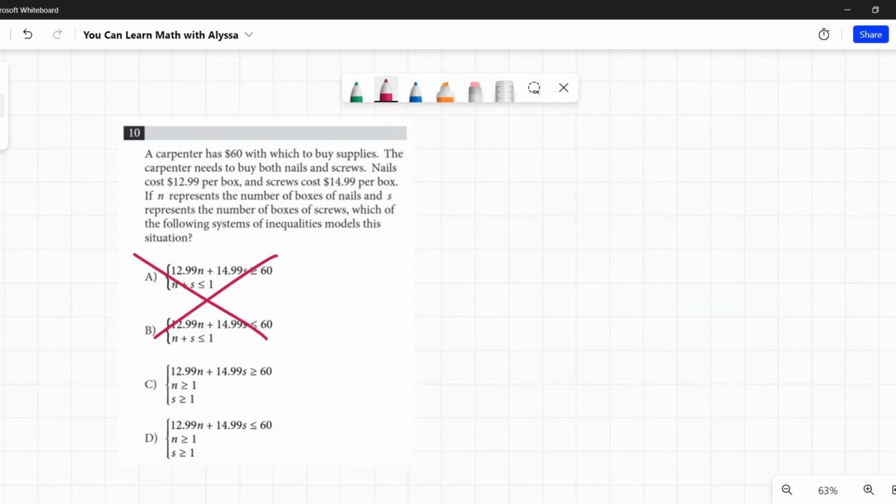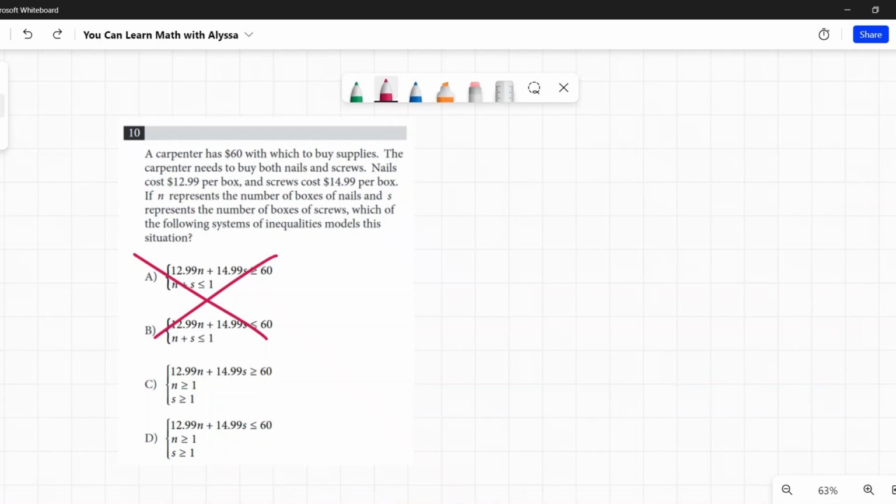So these two that say N plus S is less than or equal to 1, they are out. I only have to look at C and D. The only difference between these is greater than or equal to 60 or less than or equal to 60. This part here is saying how much money he's spending. He's spending $12.99 for every box of nails and $14.99 for every box of screws. And when he adds that up, is it greater than or equal to 60, or less than or equal to 60?